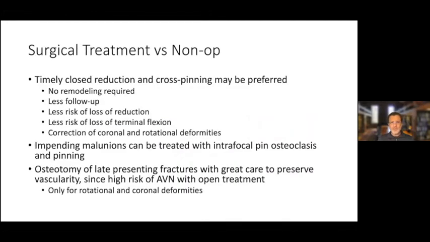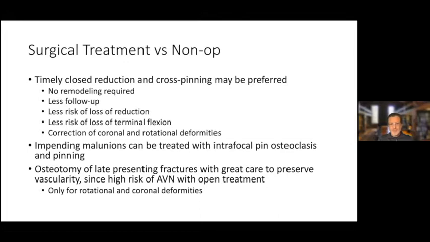And surgical treatment certainly has some benefits over non-operative treatment. A timely closed reduction and cross pinning may be the best treatment for some fractures. Why? Because there's no waiting for remodeling to occur. There's less need for follow-up because there's less risk of loss of reduction, and there's less risk of terminal flexion loss. And it allows for correction of coronal and rotational deformities.